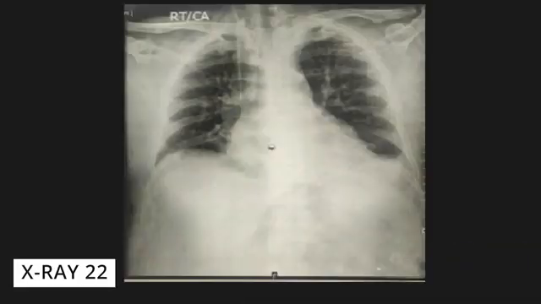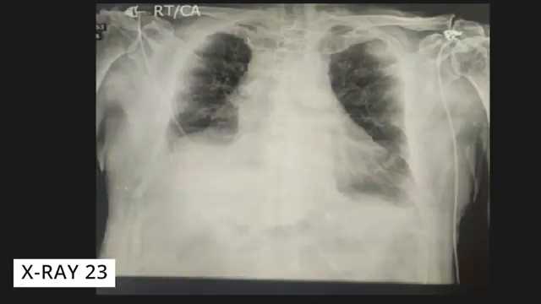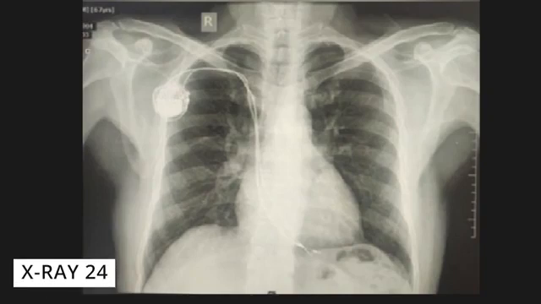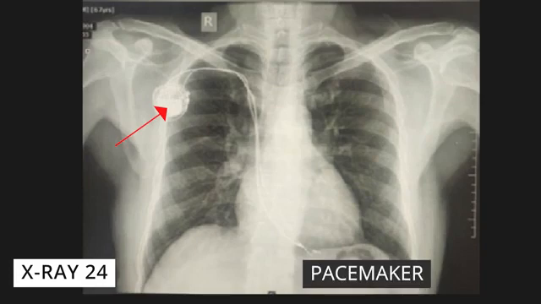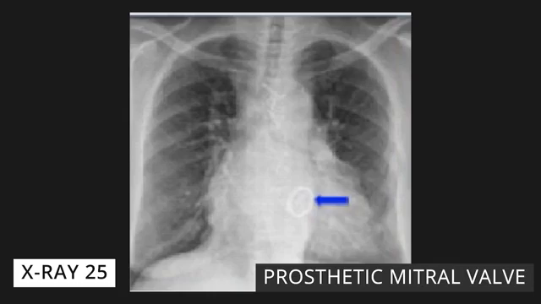So next one, in this you can see there is a right IJV central catheter or a central line. Look in this X-ray, can you see anything abnormal? Yeah, so there are sternotomy wires, mostly after cardiac surgery, CABG. Then in this one, can you see something unusual? Yeah, so there is a pacemaker over here. Coming on to the last one, can you see any abnormality in this X-ray? Yeah, so this arrow is pointing towards a prosthetic mitral valve.